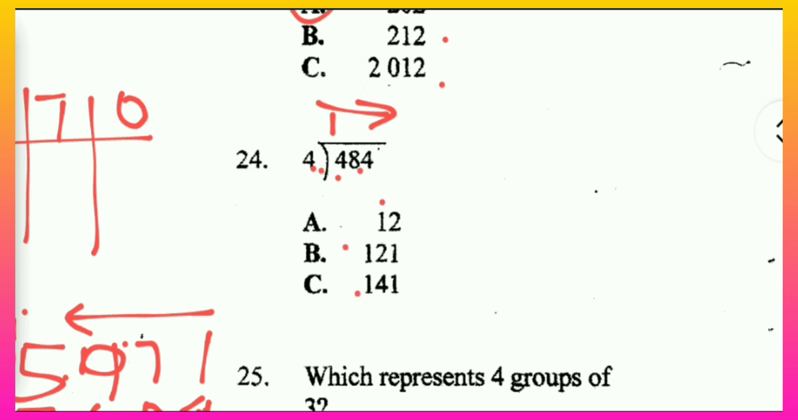Second, 4 into 8 goes 2 times. Let's see which one has 2 as the second. A and B. But because we're looking to have the answer in 3 digits, it would be B. But let's work it out. 4 into 4 again is 1, so it's 121, and that is at B.